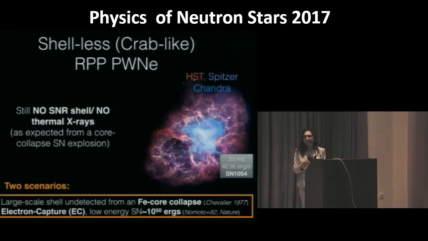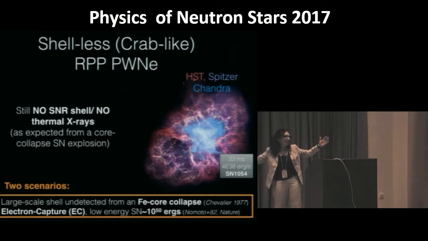We call them the shell-less supernova remnants, and there are about two dozen of these in our galaxy. So two scenarios have been proposed in the literature. First, a typical iron core collapse, 10 to the 51 ergs explosion. And the only thing is the shell is there. It's just way beyond the pulsar wind nebula, and it must be carrying a lot of the mass and the kinetic energy. But like I said, despite deep searches for that shell, it's still not there.